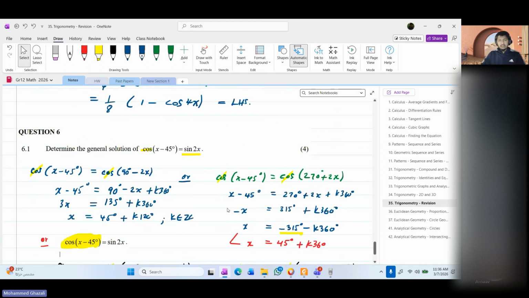Using the CAST diagram, right? The reason why I used 270 plus here is because cos is positive. Remember, this entire result here is positive. How do we know the entire result is positive? Because, sorry, it depends on the angle, of course. We know the sign in the front of this is positive in terms of graphs, right? So nice question.